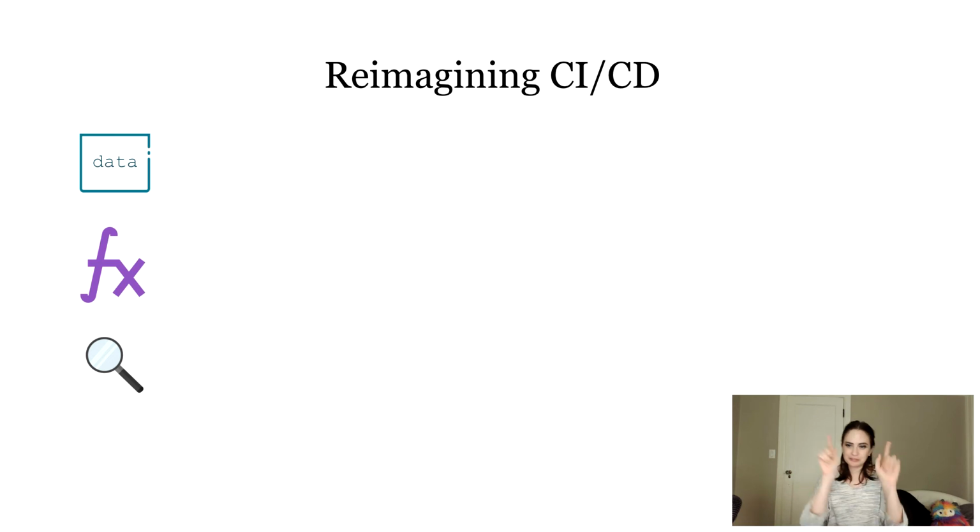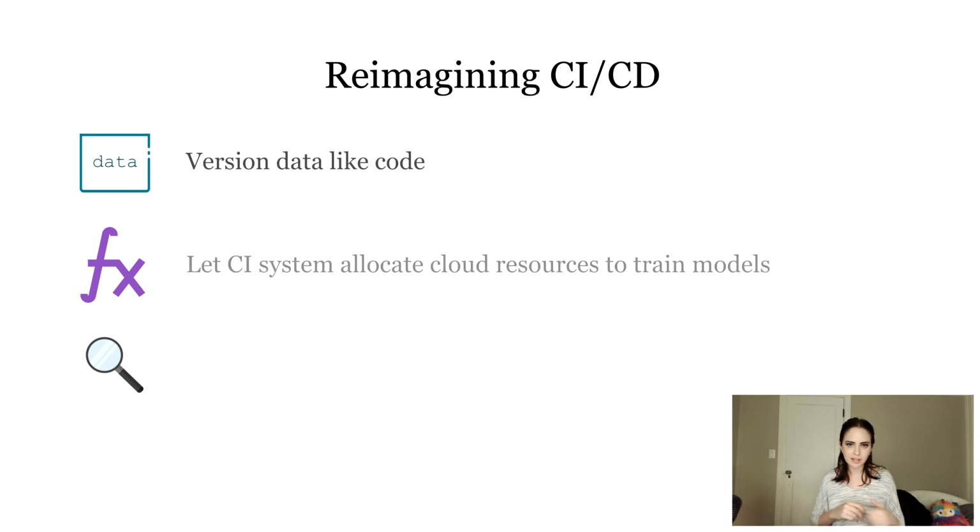I'll show you our tool, but first I'll show you kind of a wish list of these are the issues that we think are most important to solve. First of all, we have to have some kind of more advanced data management. We need to be able to version data like code. Next, we need our CI system to be able to allocate cloud resources to train models.